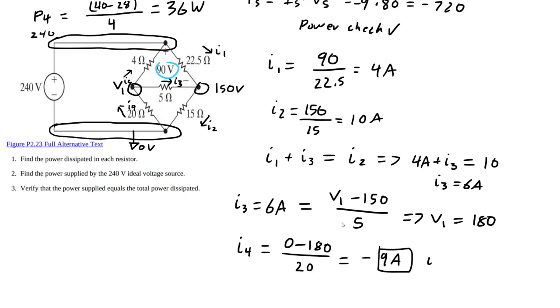And then I5. Well, we have I4 and I3. So we can actually do KCL for that one, or we can do Ohm's law.